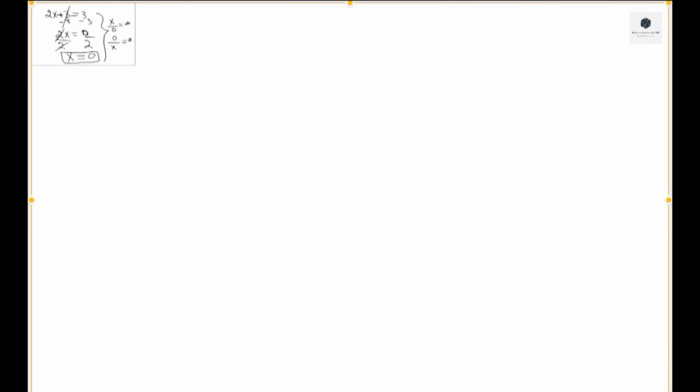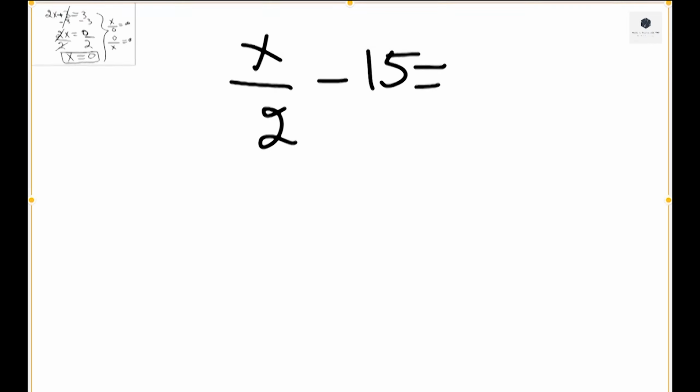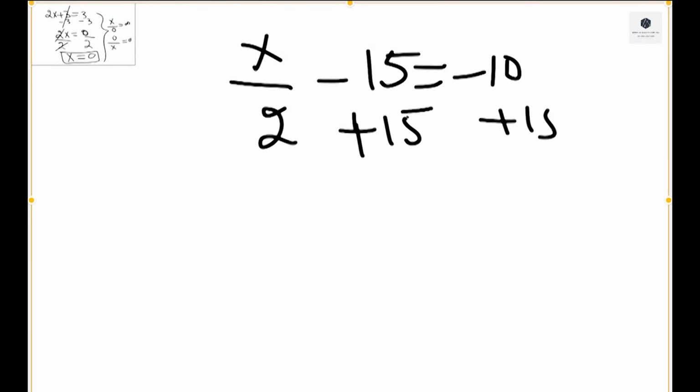Let's do another question. For example, I'm given x divided by 2 minus 15 equals minus 10. Now there are also two steps. In the first step, I have to get rid of minus 15, which is one step, and then I have to get rid of the 2, which is divided. So first I have to start with the negative and plus. The BEDMAS rule, as I said, won't work here. So plus 15 on this side and plus 15 on this side. Minus 15 plus 15 is gone.